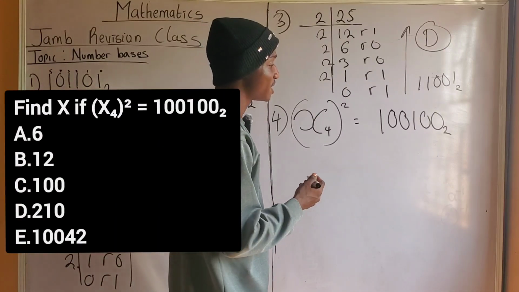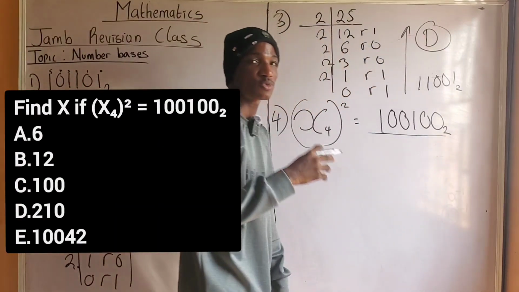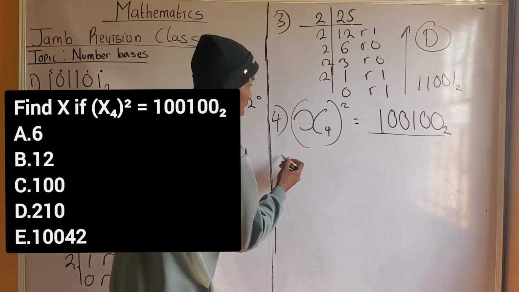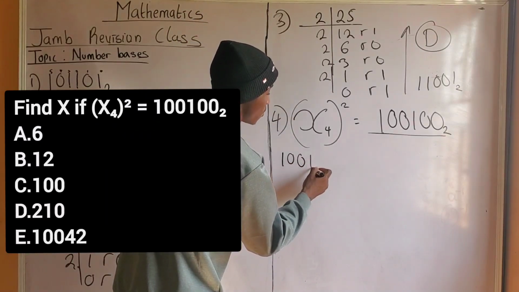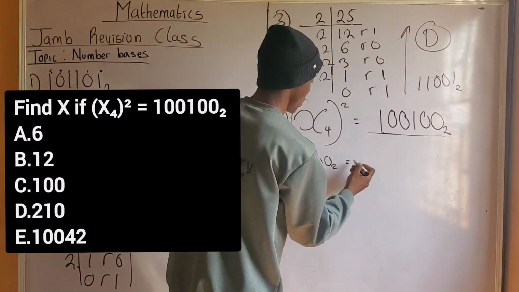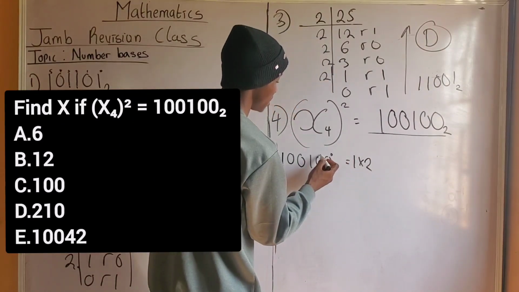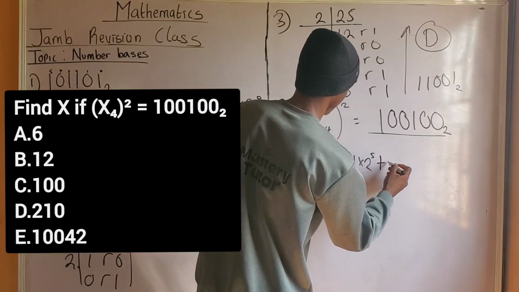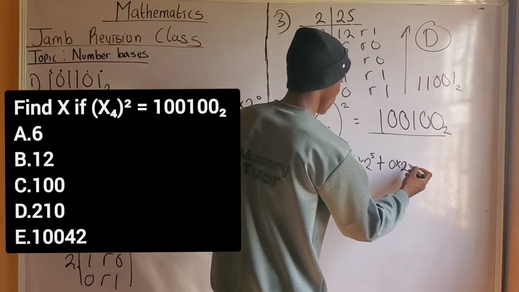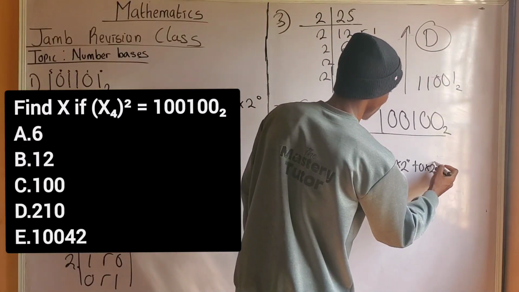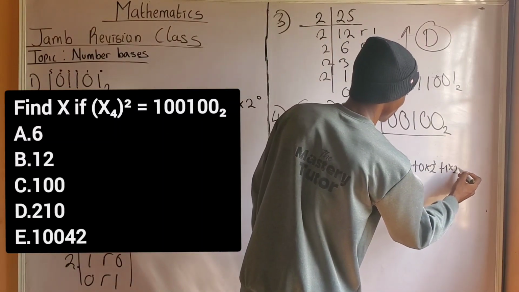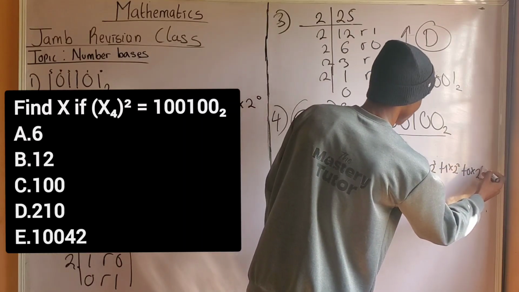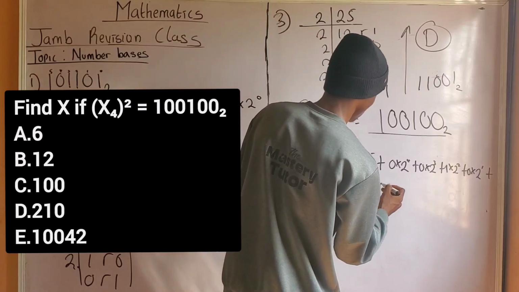The first step is that you have to change this binary to base 10 by multiplying it by the base. So here I'm going to have 100100 base 2. This will be equal to 1 times 2 raised to the power of 5 plus 0 times 2 raised to the power of 4 plus 0 times 2 raised to the power of 3 plus 1 times 2 raised to the power of 2 plus 0 times 2 raised to the power of 1 plus 0 times 2 raised to the power of 0.